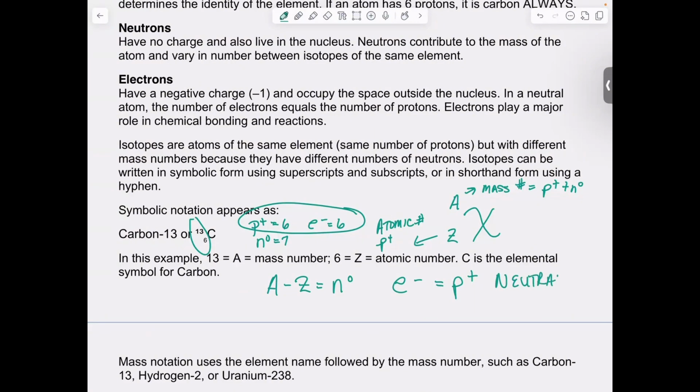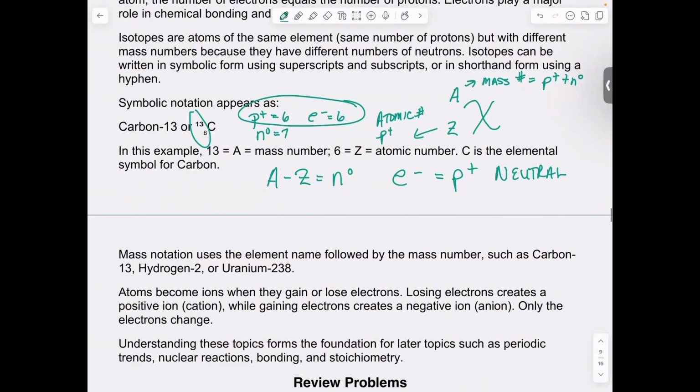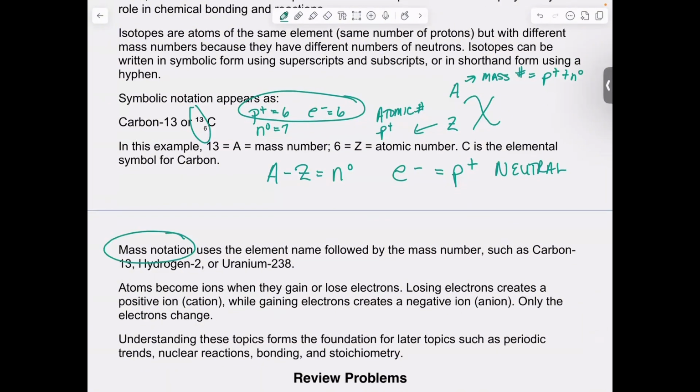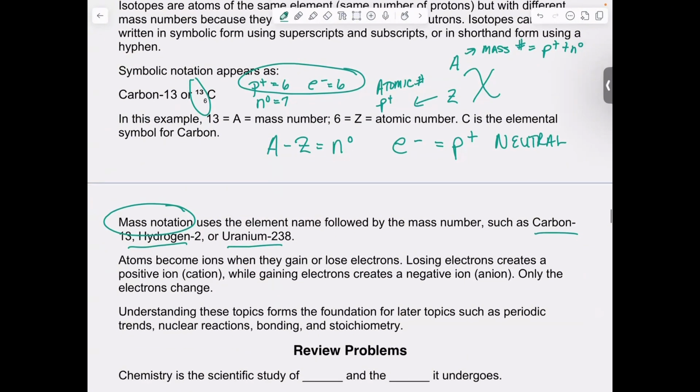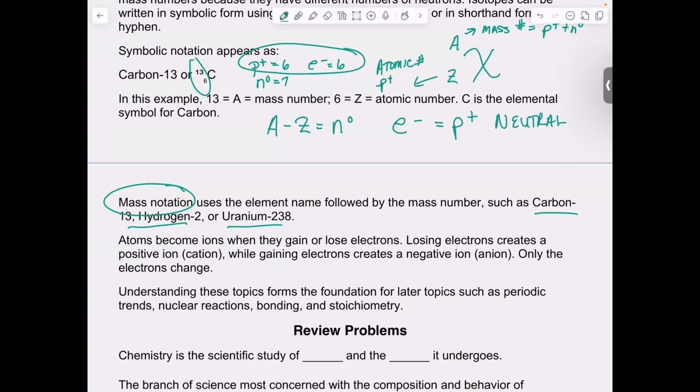As long as we don't have a charged metal or element, okay? And yeah, we have examples of mass notation here. We have carbon, hydrogen, uranium, right? And it's just specific on telling us what isotope we're dealing with. Now, in a general sense, and this will be studied further on in chemistry, we're going to stop right here. Atoms become ions when they gain or lose electrons.